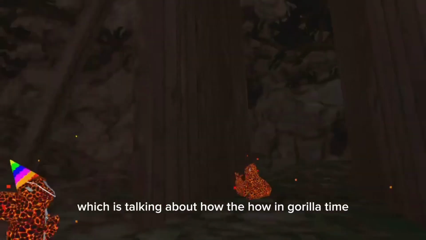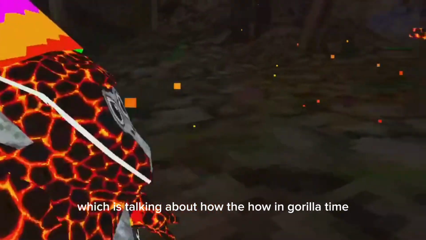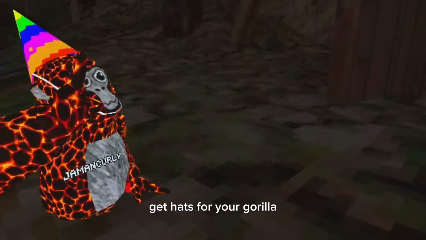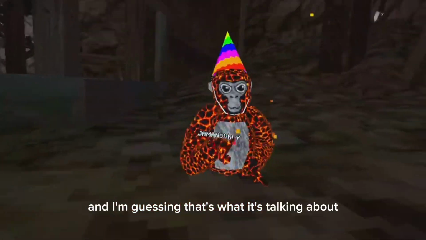Finally, hats, which is talking about how in gorilla tag you can get hats for your gorilla. And I'm guessing that's what it's talking about, nothing else.